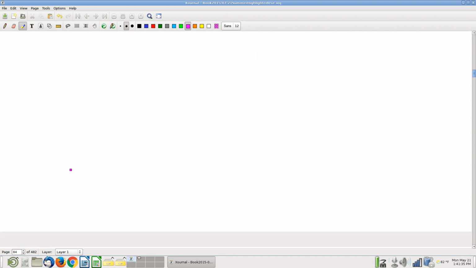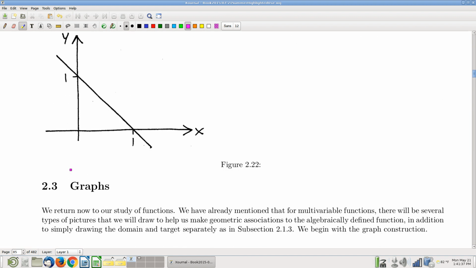So moving along. We've got 4 minutes. We can actually get a lot done here. 2.3, we're going to talk about graphs. Now, we've already talked about graphs a little bit. Basically, I've kind of bad-mouthed graphs a little bit.